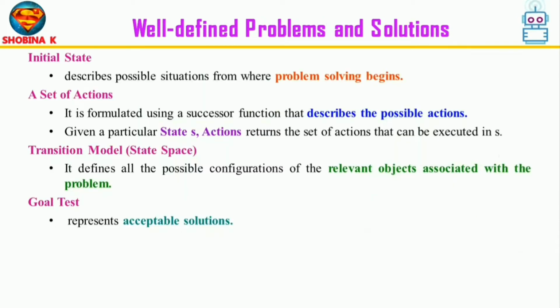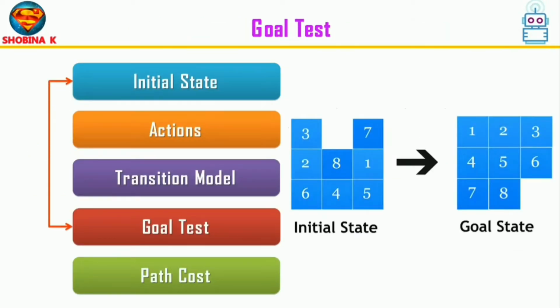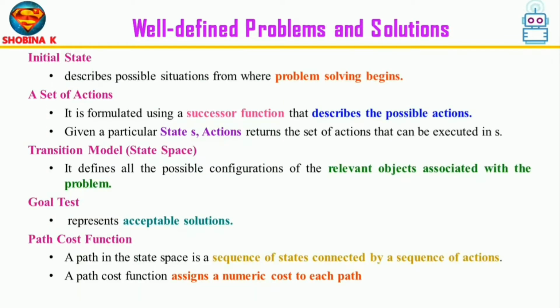The goal test determines whether a given state is a goal state or not. Sometimes there is an explicit set of possible goal states and the test simply checks whether the given state is one of them. The last component of the problem is the path cost, which is a function that assigns a numeric cost to each path. The problem-solving agent chooses a cost function that reflects its own performance measure.